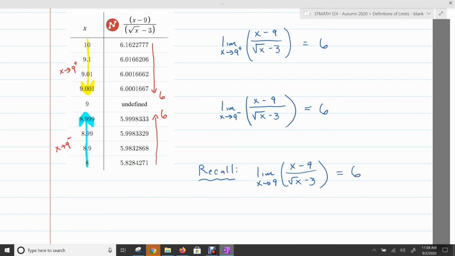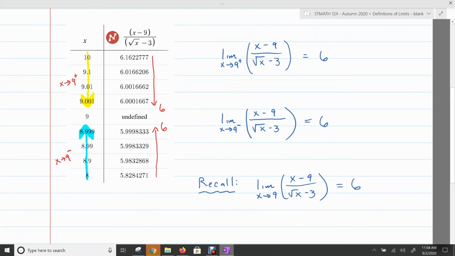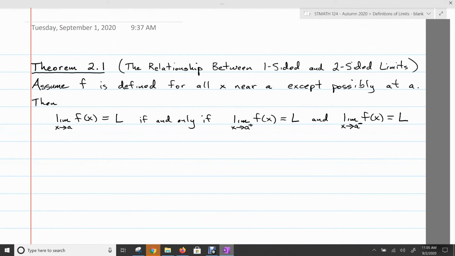If the two-sided limit is going to equal 6, you would expect the individual one-sided limits, the right-hand limit and the left-hand limit, should also both equal 6. I mean, how would it be possible that the right-hand limit would be 6 and the left-hand limit be 7, but somehow the two-sided limit be equal to 6? So the idea is that when the two-sided limit equals a number, the left and the right-hand limits had better agree with that. So actually, this is a pretty important theorem.